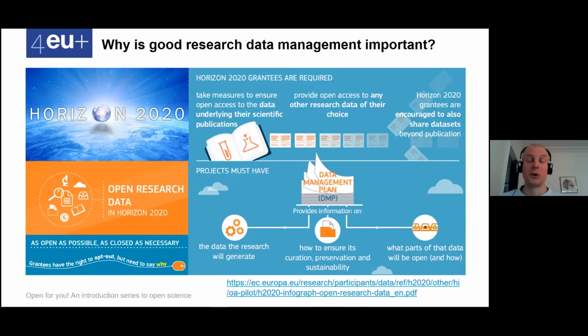Of course, not all types of data can be made openly available, and Lucian will talk more about that later. So the slogan has been: as open as possible, as closed as necessary. So if you cannot share all your data, you have to explain why. You have to write that in the data management plan.